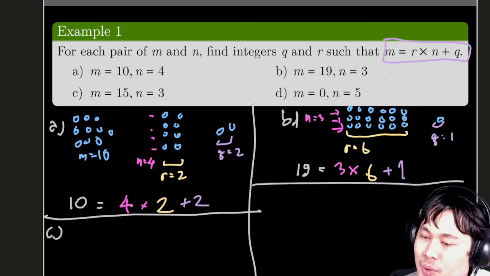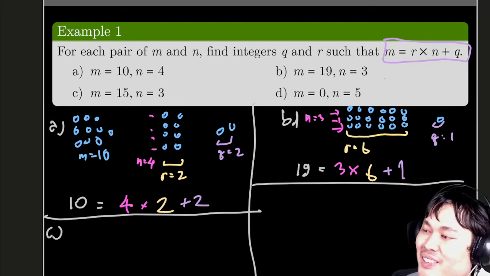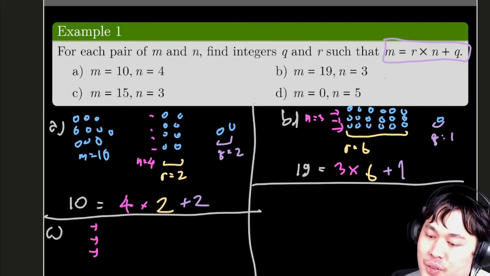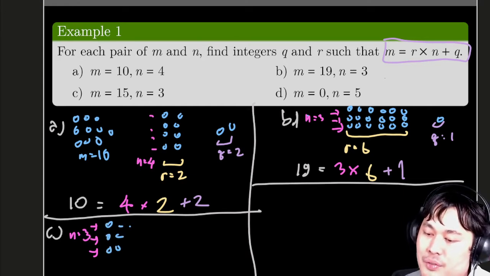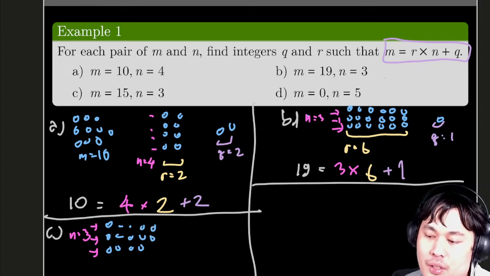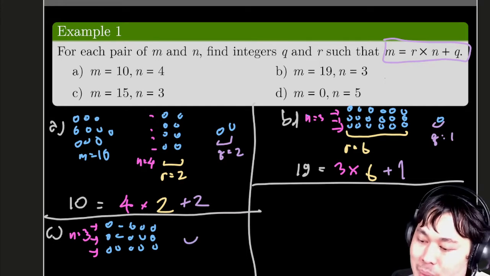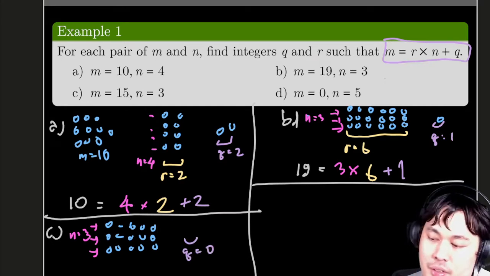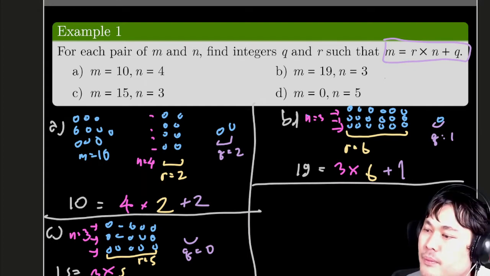Next, we have m equals 15 and n equals 3. You might be able to see something here, right? If you divide that into 3 groups or 3 rows, just do it: 1, 2, 3, 4, 5, 6, 7, 8, 9, 10, 11, 12, 13, 14, 15. Oh, nothing is left over. Nice. That means the remainder is 0. That means 15 equals 3 times, each row has 5 balls, so 3 times 5, and then plus 0.